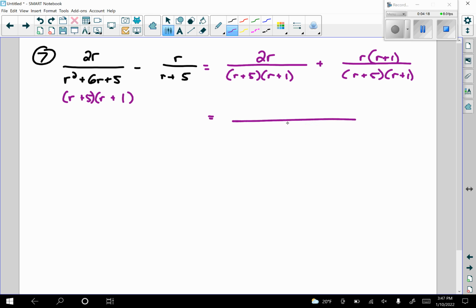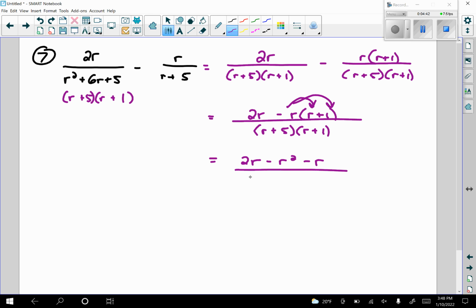Now I'm going to make one big fraction, keep the denominator, and I'm going to go straight across here. Oh, that was a minus in between. So we're going to have 2r. Anytime it's a minus, I don't want to do too much at once, so I'm still just going to write it as minus r times the quantity r plus 1. Now we'll go through and distribute a negative r. So we get 2r, that'll give us minus an r squared minus r all over the denominator.